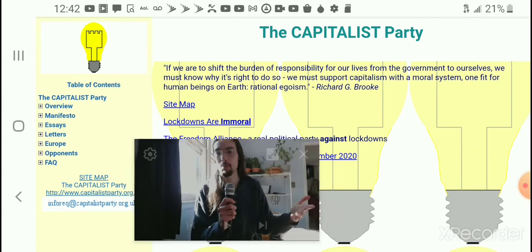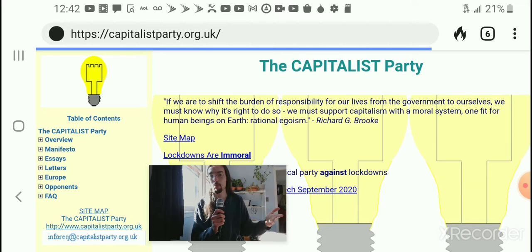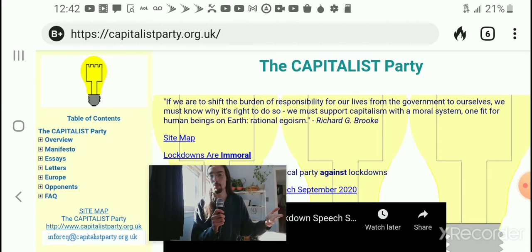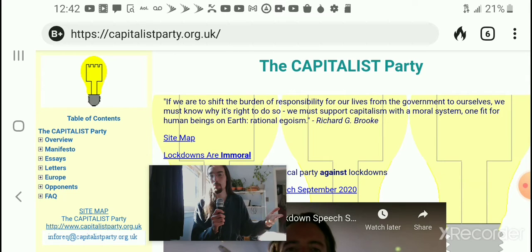If we are to shift the burden of responsibility for our lives from the government to ourselves, we must know why it's right to do so. We must support capitalism with a moral system, one fit for human beings on earth. Rational egoism. Richard G. Brooke.